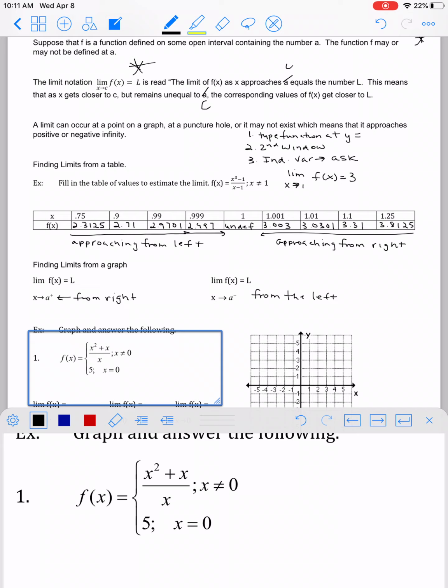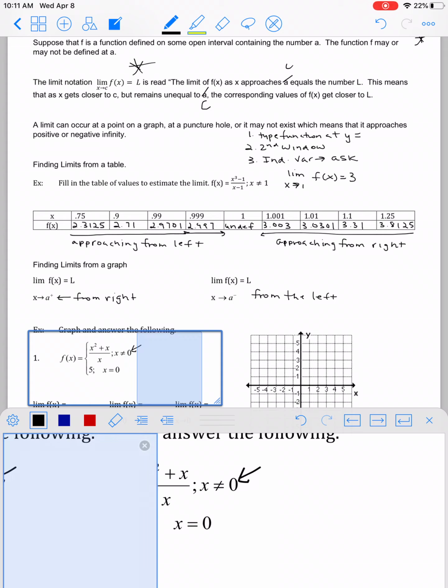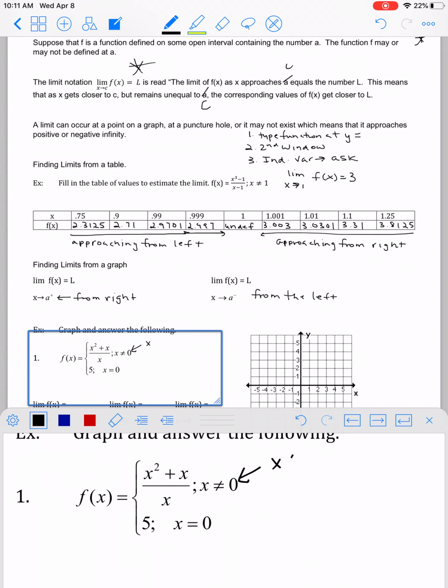All right, the first thing is if x equals 0, our y is a 5. I'll graph that for you in a minute, but let's look at this top part right here. If I factor out an x, I'm left with x times the quantity, x plus 1 over x.